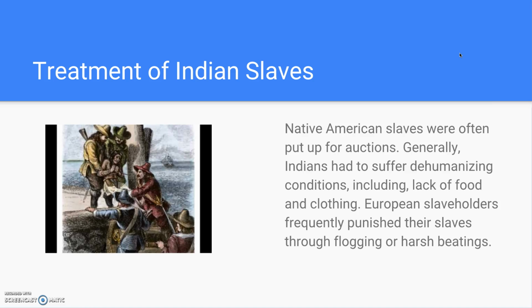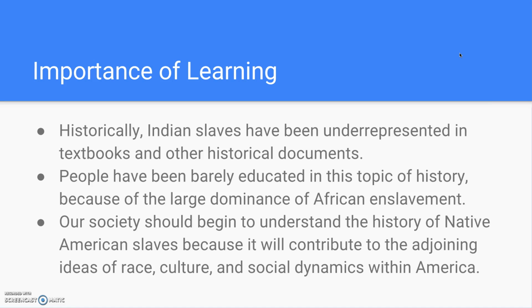So in this picture, if you look closely, you can see a white European settler, my bad guys, mistreating an Indian slave, and Native American slaves were often put up for auctions. Generally, Indians had to suffer dehumanizing conditions, including lack of food and clothing, and as a result, Europeans frequently punished their slaves through flogging or harsh beatings. So obviously, if you were Native American during this time, it was not a peaceful lifestyle.